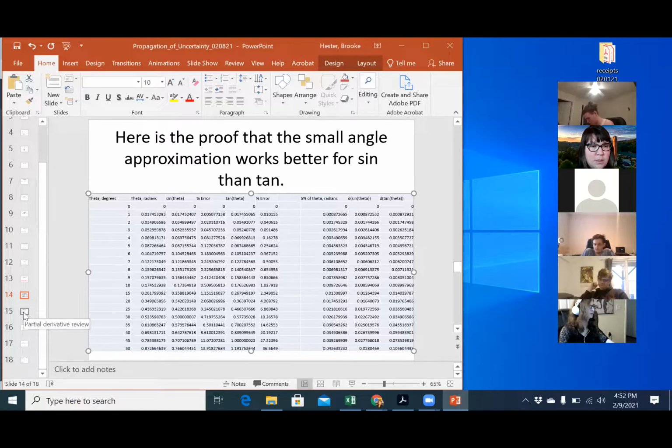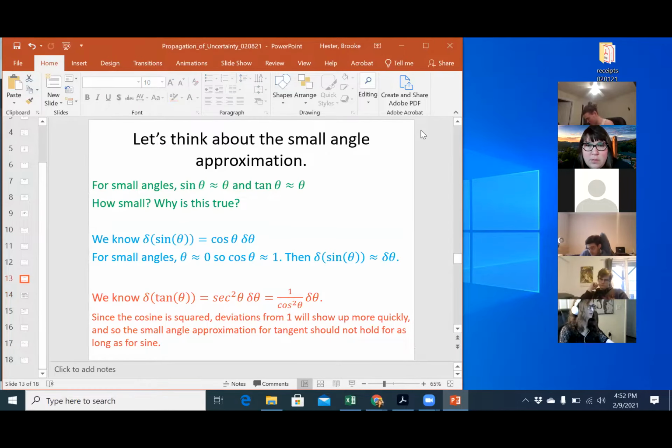It's not a really big deal, but these kinds of things are nice when you're doing calculations and you want to quickly get to an answer. You can make approximations, but you need to know when they're valid, when these approximations are going to break down.